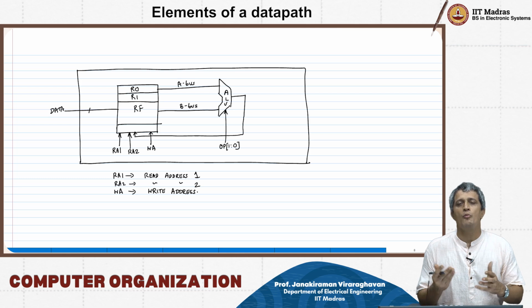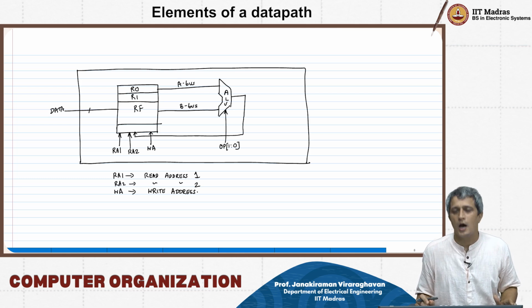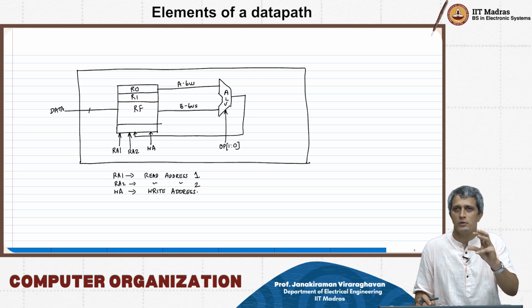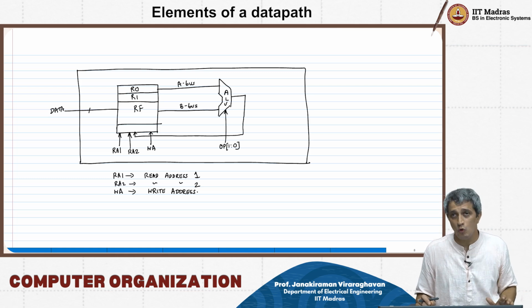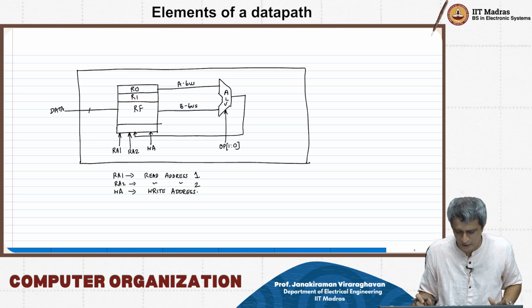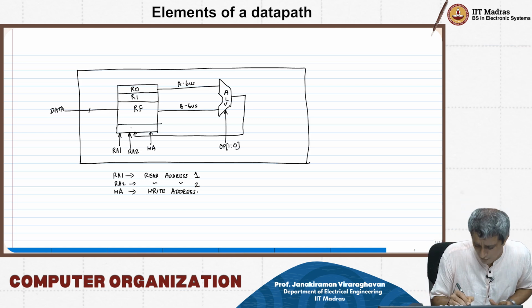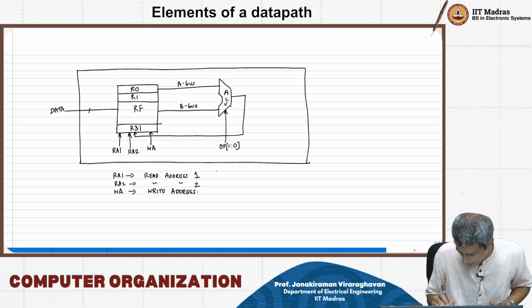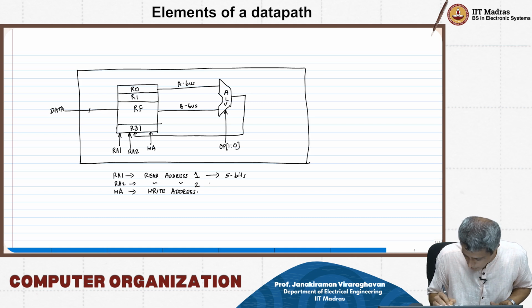Okay, how many bits should RA1 and RA2 be? It turns out that in order to implement RA1 and RA2, I need to select, and that depends on how many registers I have. Let's say in this case we have 32 registers, R31 and so on. Therefore, each of these has to be 5 bits.